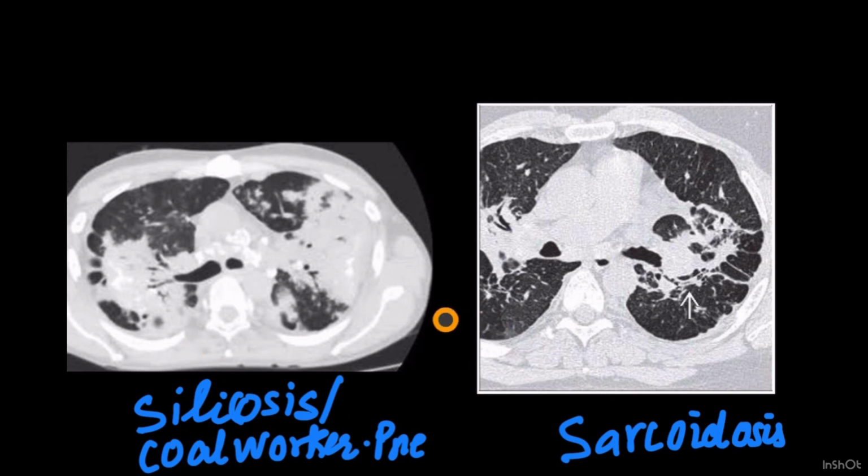One more thing: eggshell calcification. You can appreciate the eggshell, which is calcified, in both diseases. Further, in silicosis and coal worker pneumoconiosis, we will take a special history of silica and coal exposure, but in sarcoidosis there will be no such typical occupational history.